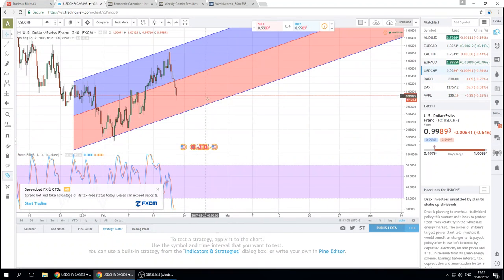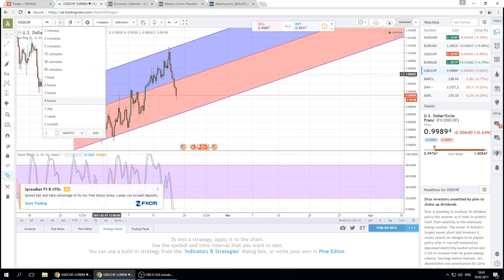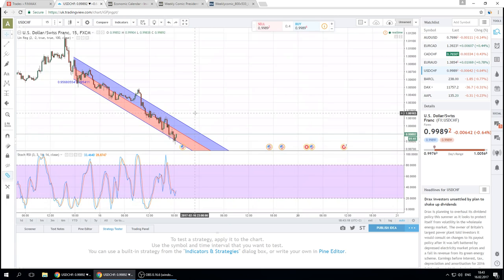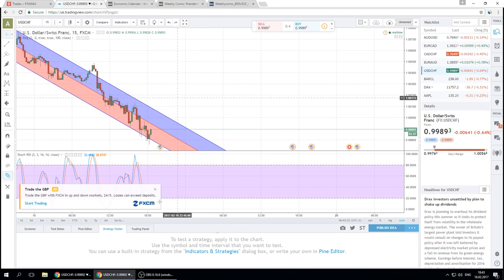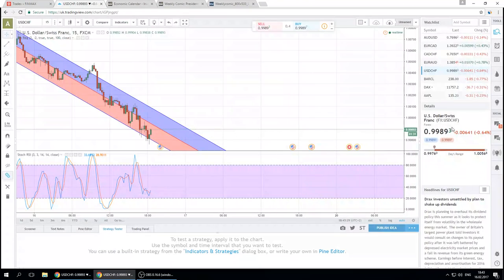USD CHF. Also you see that the American dollar was falling today against most currencies ahead of Donald Trump's speech. That's pretty interesting. If we look at the shorter time frames, we also see that it has pretty good potential for going up.